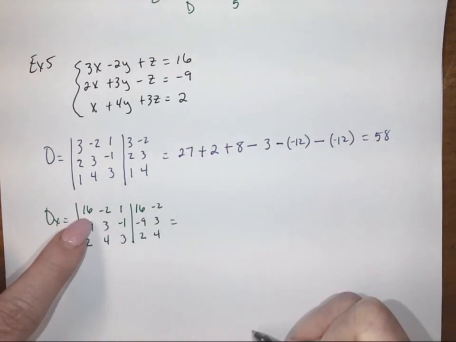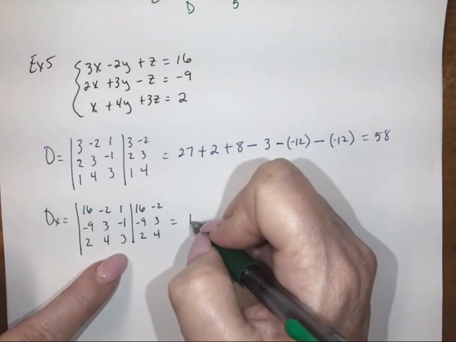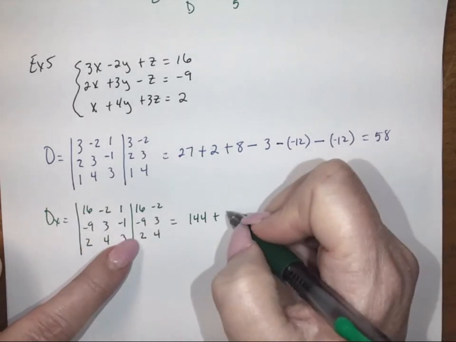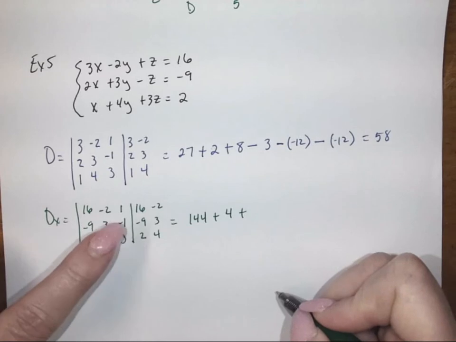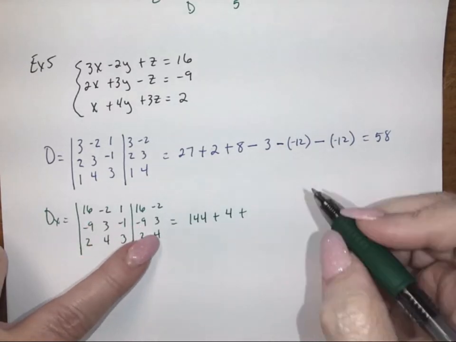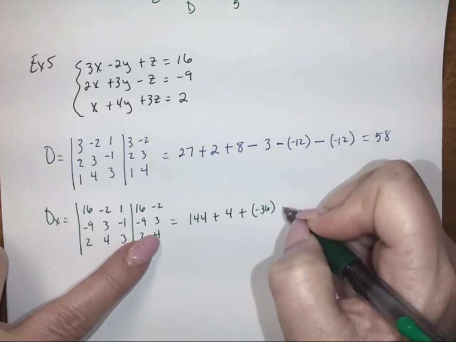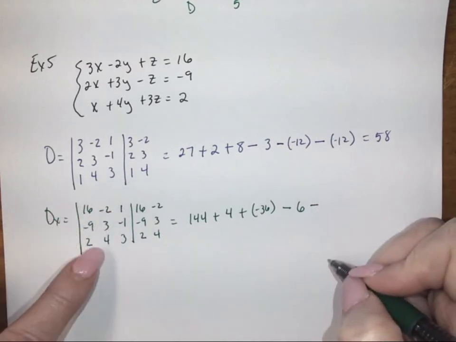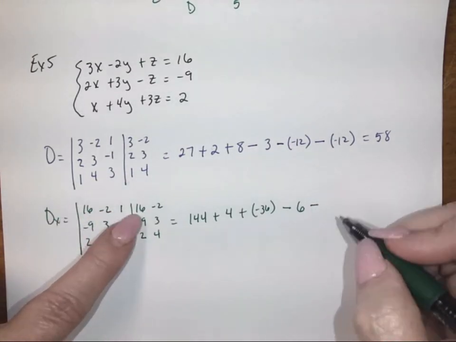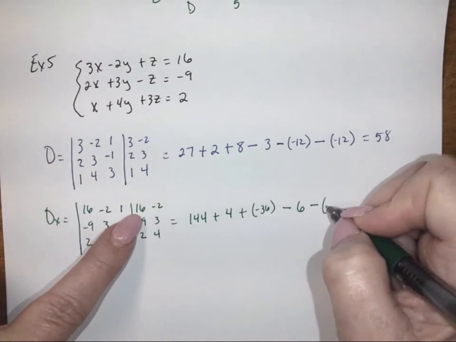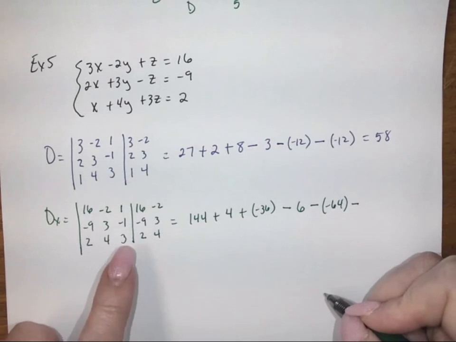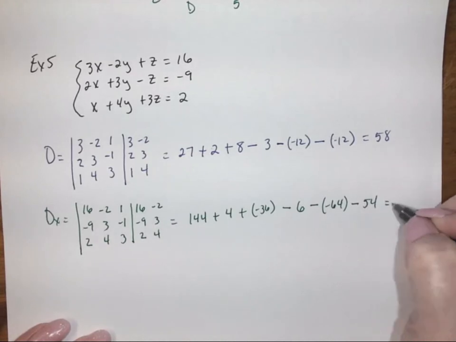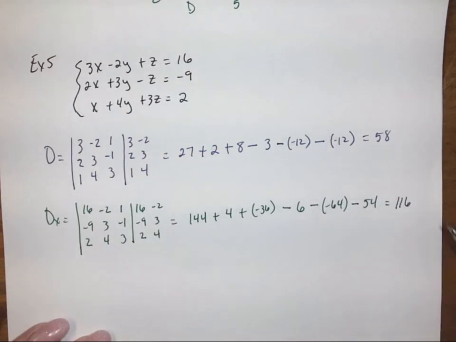All right, so 16 times 3 times 3 will get us 144 plus negative 2 times negative 1 times 2 is positive 4 plus 1 times negative 9 times 4 is negative 36 minus 2 times 3 times 1, which is 6, minus 4 times negative 1 times 16, which will be negative 64, minus 3 times negative 9 times negative 6, which is 54. And that will add up to be 116.